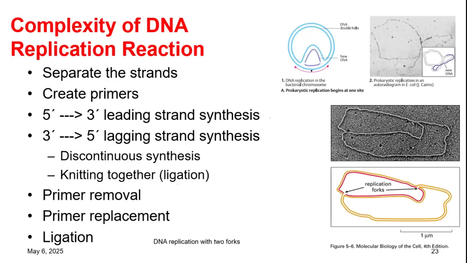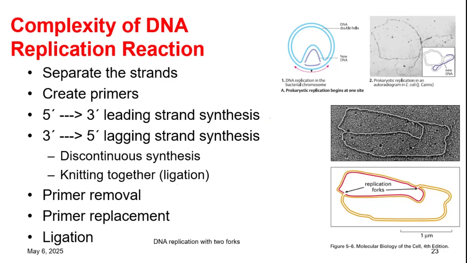So the complexity of this process: 1, separate the strand; 2, create primers. Remember RNA primers? 3, 5 to 3 prime leading strand, then 3 to 5 prime lagging strand. Remember we said there is a continuous strand and there is a discontinuous strand where we can see Okazaki fragments. And then the other thing we should remember is that between Okazaki fragments, or discontinuous fragments, there is a need to seal them, and the enzyme that does that is called DNA ligase, and that's why we say knitting together, a process that is called ligation.